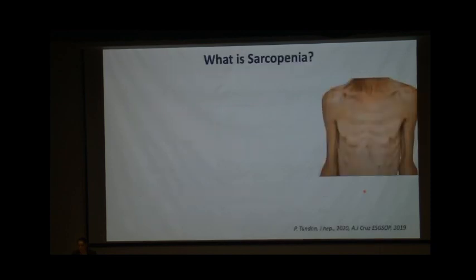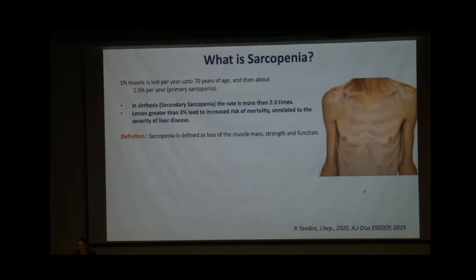So let's start with what is sarcopenia, which Dr. Jaya already discussed in the last lecture. To recap, physiologically we lose almost 1% of muscle each year till the age of 70. Then this percentage increases to 1.5% and thereafter. However, in liver disease or cirrhosis, which is the secondary sarcopenia, this rate is 2 to 3 times higher, and a loss of more than 3% increases the risk of mortality, which is unrelated to the severity of the disease.